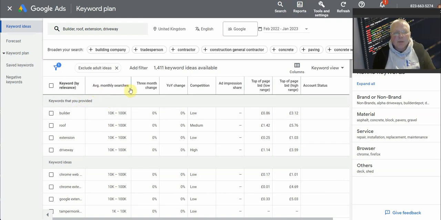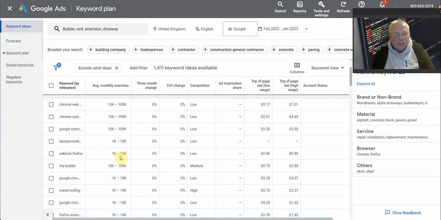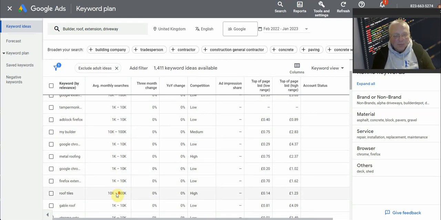Here we have an average monthly research. A builder, which is a keyword, a roof, extension and driveway. These are the words I selected, some of them. Now my builder actually has quite a lot of searches. Metal roofing has lower numbers than roof tiles.